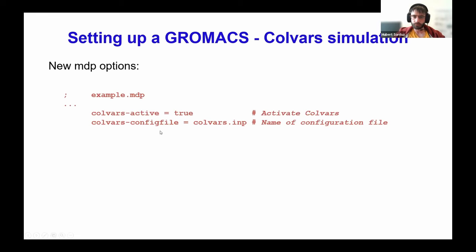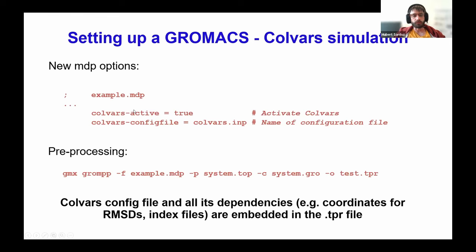Then during pre-processing, you use a standard grompp command line with the same options as a standard simulation. And during this pre-processing phase, the Colvars input will be parsed by the library, which makes sure that the input you gave is correct. And if it is, it will create the standard TPR file.